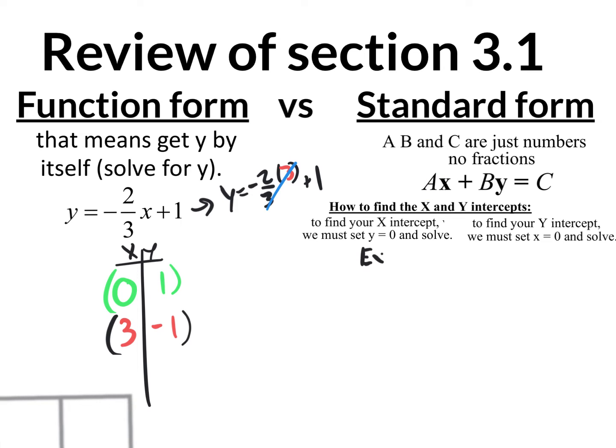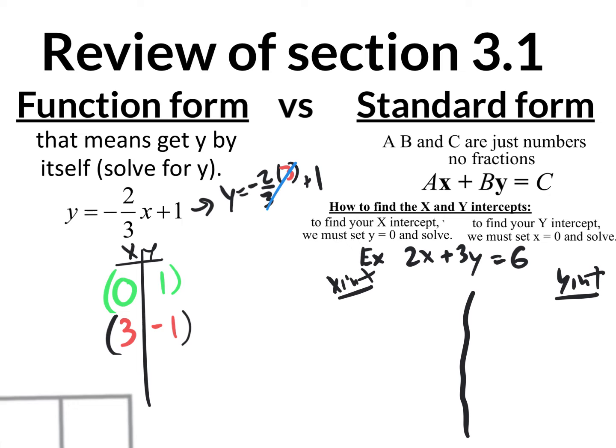So here's an example. Let's say 2x plus 3y equals 6. Because it's in standard form, you're not going to go for an input-output table, even though you could. But it's easier to just do the x-intercept and the y-intercept. So I'm going to write x-int, y-int, squiggly line in between. How do you find the x-intercept? You set y equal to 0 and solve. I'm going to put it in a little cloud because that's what you need to know in order to find the x-intercept. How do you find the y-intercept? You set x equal to 0 and solve.